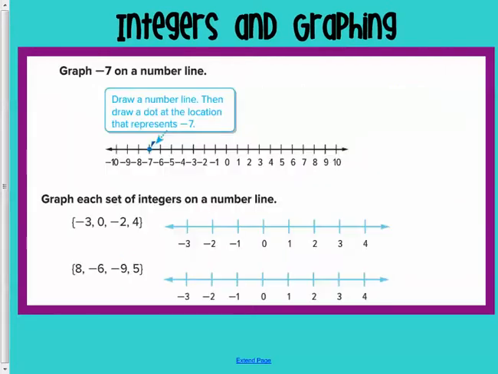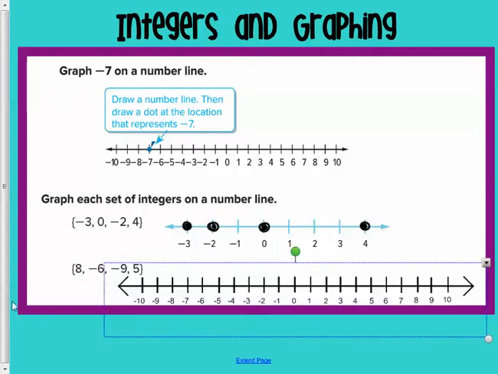So to plot them, we draw a number line and then we draw a dot at the location that represents that -7. So if we wanted to graph -7, we would just use a solid dot to show this is its location, kind of like a dot marks the spot. So if we were to graph these integers, we would put a dot at -3, at 0, at -2, and at 4.